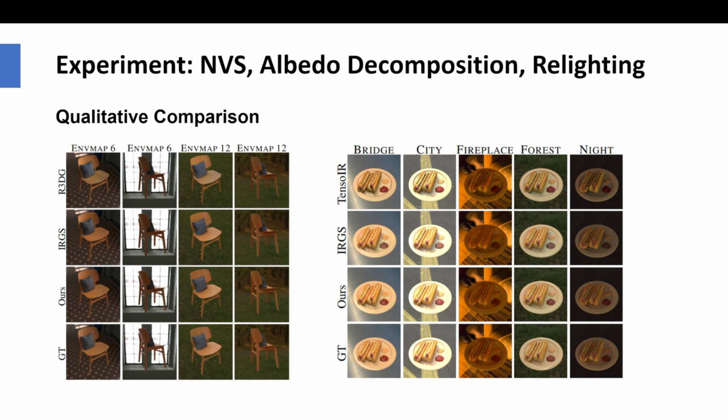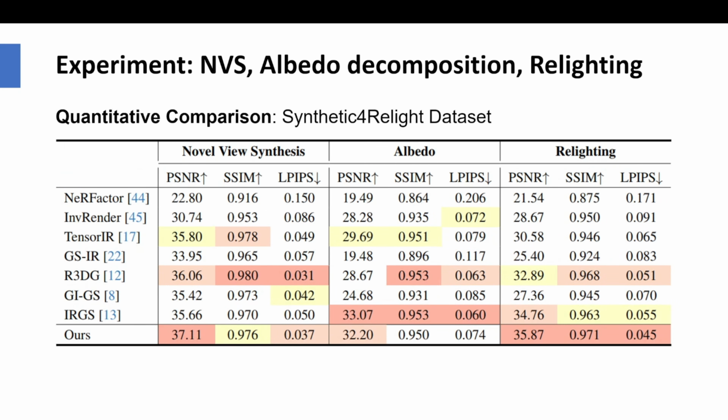The qualitative comparisons on two datasets demonstrate that our method can produce realistic relighting results. Compared with the baselines, our method achieves more accurate specular reflections. The quantitative comparison demonstrates that our method has the best relighting performance on the synthetic 4 relight dataset, and also outperforms all baselines on the TensoIR synthetic dataset in terms of PSNR. Additionally, the SSIM scores of relighting are also comparable to the best.